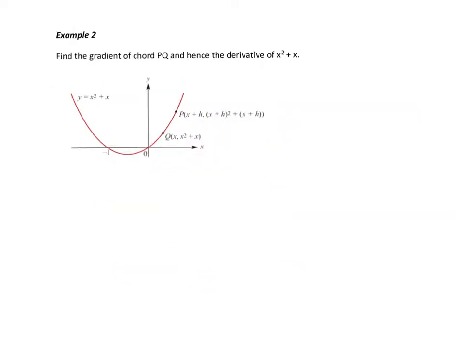All right, so in this question, we're asked to find the gradient of the chord PQ again, and hence the derivative of x squared plus x. Remember, another word for derivative is gradient. So we're looking for the gradient of the graph of x squared plus x. Again, I've drawn the line through PQ, or the chord through PQ, and I know that the gradient of the line PQ is, again, y2 minus y1 over x2 minus x1.